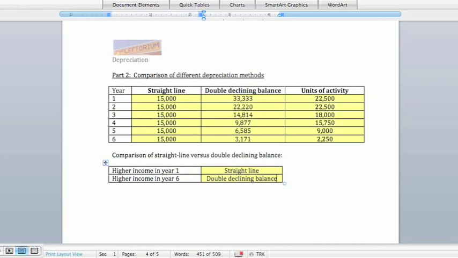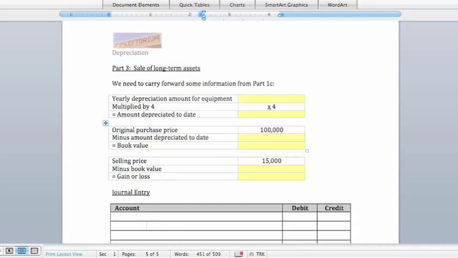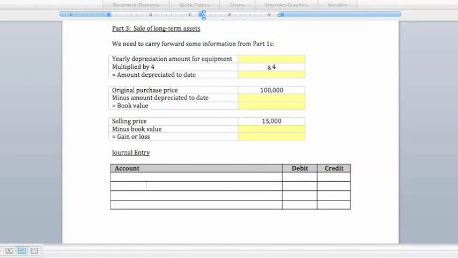And so this is actually because, of course, we're depreciating the same amount over the life of the asset. It's just a difference of timing. So our timing is such that we depreciate large amounts in early years under double declining balance, but because we have the same depreciable base, that's going to necessitate that we have less depreciation in later years. And so the last thing we've got is how to deal with the sale of long-term assets. And so in this case, we need to know the purchase price, the amount depreciated to date, the book value, and the proceeds of the sale.